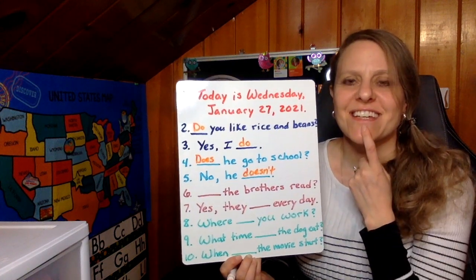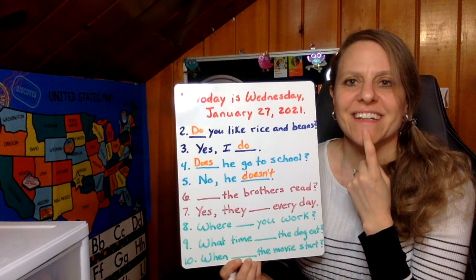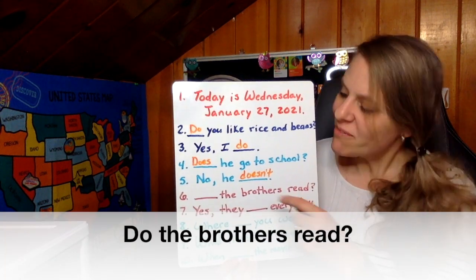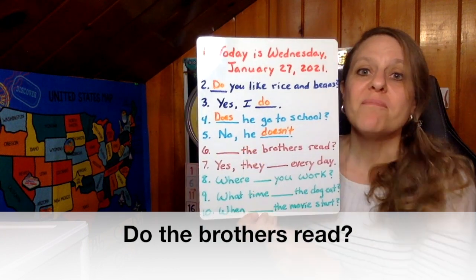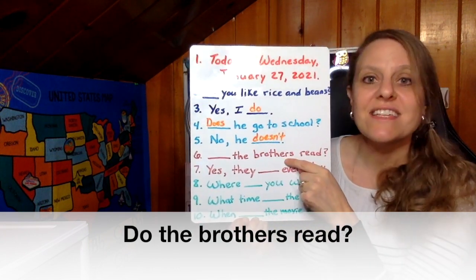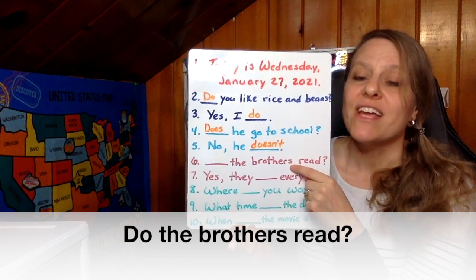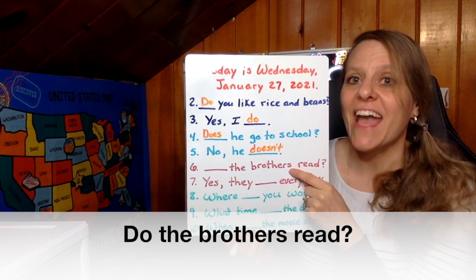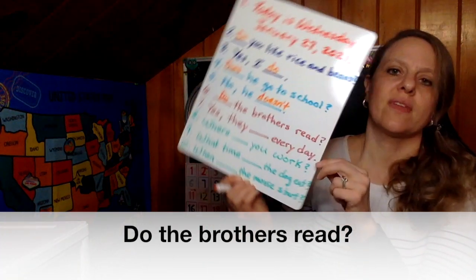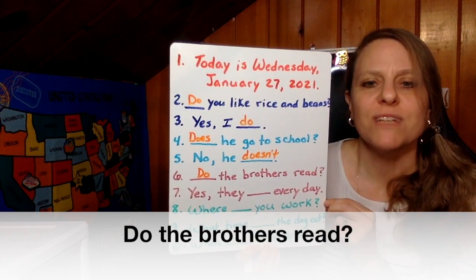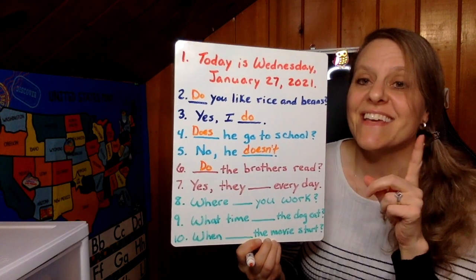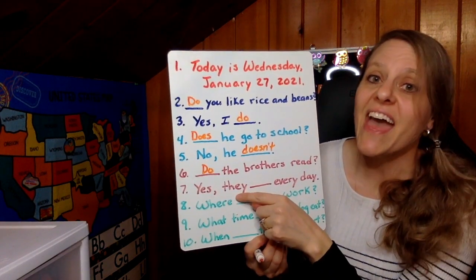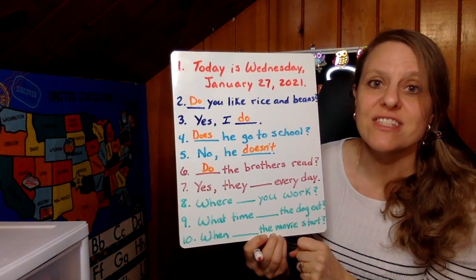Number 6. What did you put in the blank? Did you write do? Number 6 is do because the subject is the brothers. Remember, if there's an S, that means more than one, and that could be they. Do the brothers read? And in the answer, we wrote yes with a comma. They, referring to the brothers.